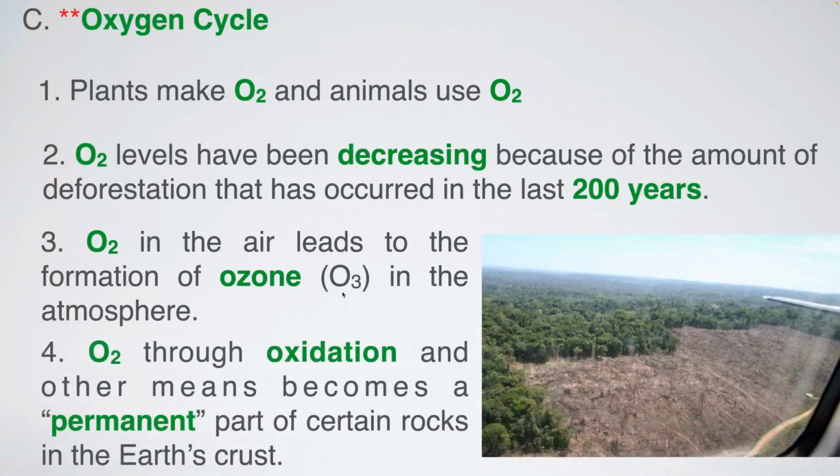And then finally, O2 through oxidation, and it says other means. I mean, you really don't need to know the details of that, but O2 through oxidation can become a permanent part of certain rocks in the Earth's crust. So I say permanent because technically, nothing is permanent. That oxygen can be released. It either just takes a lot of energy to do so, or it takes a long time to do that.